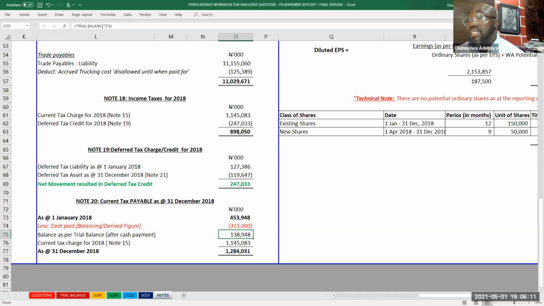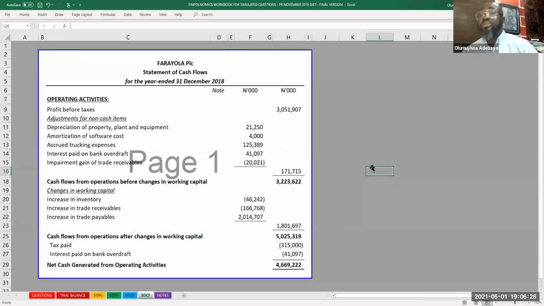Somebody said, I'm unclear with the treatment of interest on OD in the statement of cash flows. Okay, first, let me explain to you. IAS 7 allows alternative treatment for interest paid. Interest paid, other than for a financial institution, can either be treated as a financing cost under financing activity or under operating activities. Are you getting it now?